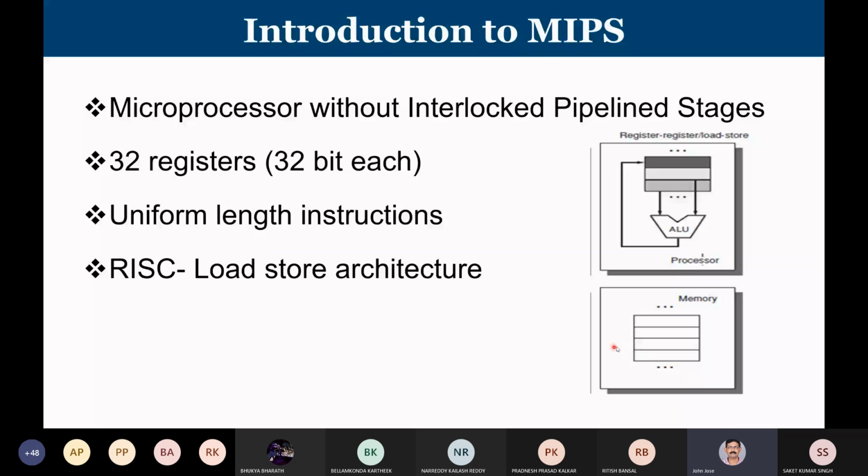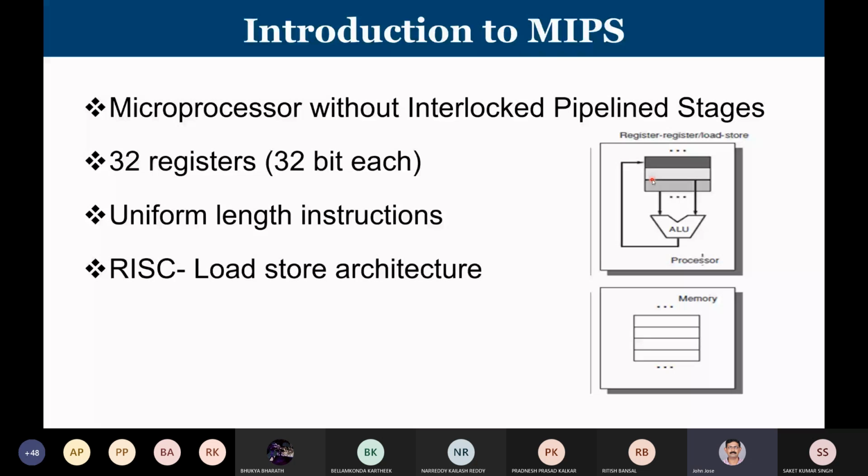So loading is a read operation, memory to processor, and storing is a write operation. It's from processor to memory. Using this load and store instruction, I can transfer data between memory and registers, and any operation that you perform has to be done only with the registers.